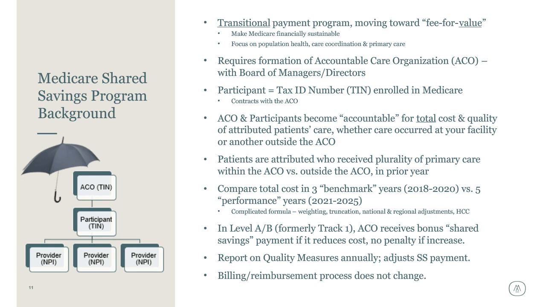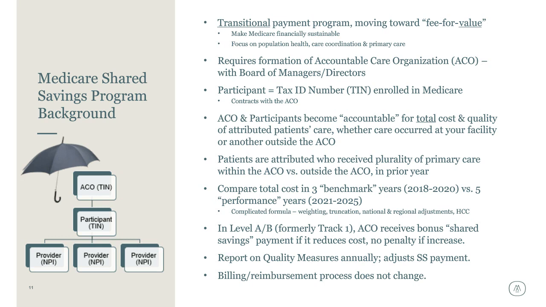So who will those patients be? Medicare attributes patients to you if they receive the plurality of primary care services within the ACO versus outside of the ACO in the prior year. So plurality is just a fancy word for the most dollars spent, most money spent by, most claims paid by Medicare for that patient.